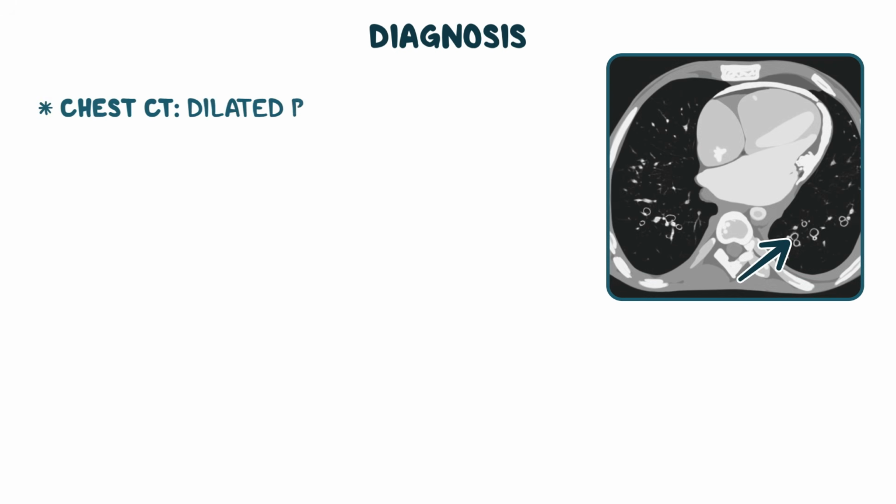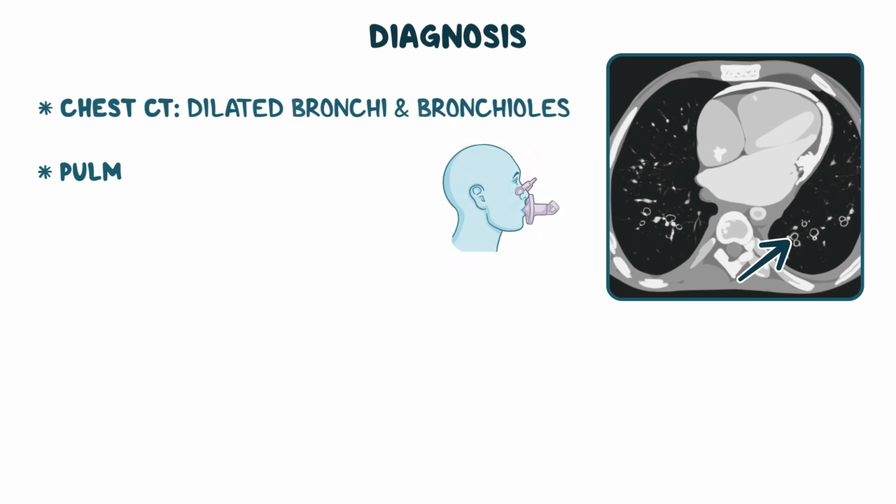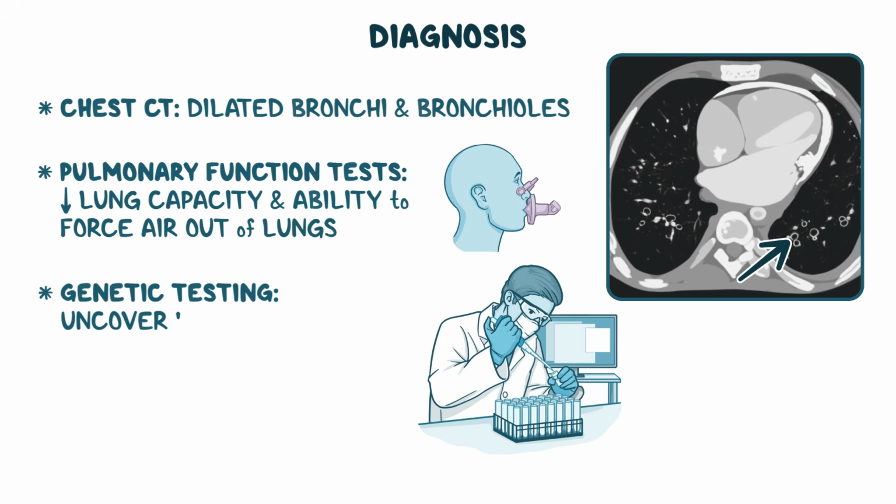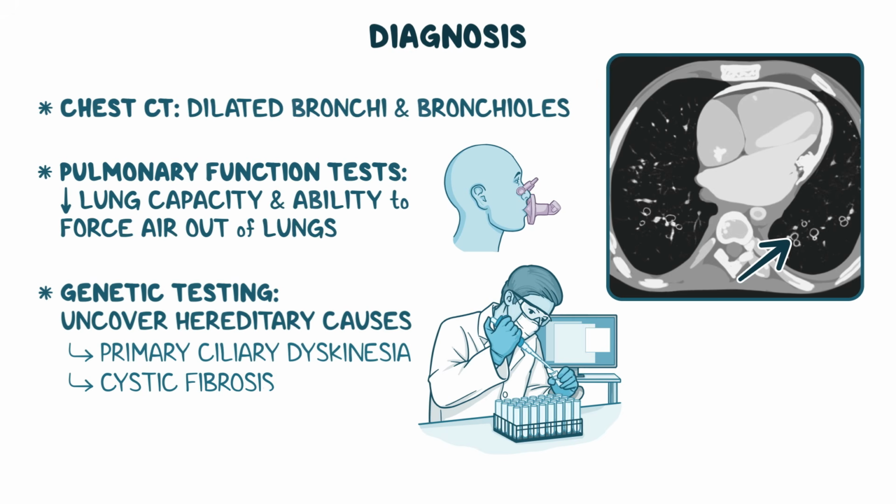Diagnosis is based on imaging, more specifically a chest CT scan, which reveals dilated bronchi and bronchioles. As a result of decreased lung capacity and mucus buildup in the airways, pulmonary function tests will reveal reduced lung capacity and the ability to force air out of the lungs. Finally, genetic testing can help uncover hereditary causes like primary ciliary dyskinesia and cystic fibrosis.